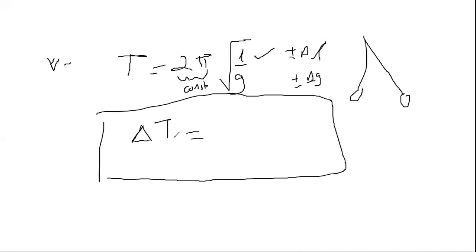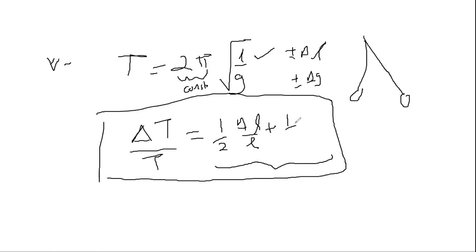Changes of T over T. Of course, it's going to be over T because it's in terms of times and division. Anyone can give a try? Yeah, 1 over 2, very good. 1 over 2 times change in L over L, plus 1 over 2 times change in G over G. Very good. Perfect.